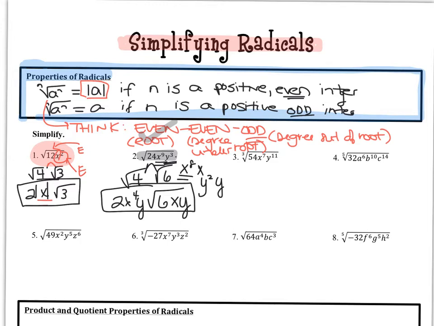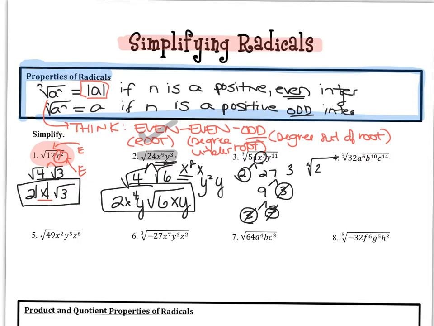So let's go ahead and look at number 3. Number 3 is a cube root. So I need to find out all the numbers that go into 54. So 2 and 27, and then I have 9 and 3, and then I have 3 and 3. So with a cube root, I have to have a group of 3. So 3's break out. 2 is stuck inside.